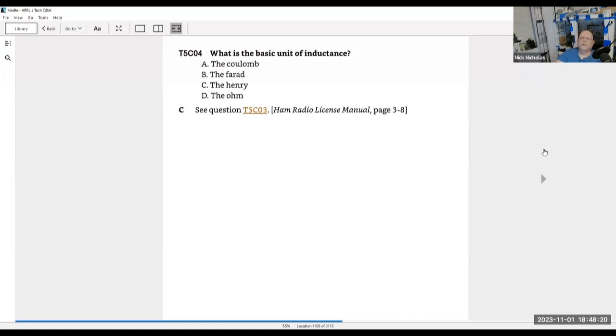What is the basic unit of inductance? Well, I just answered that. C, it's a henry.